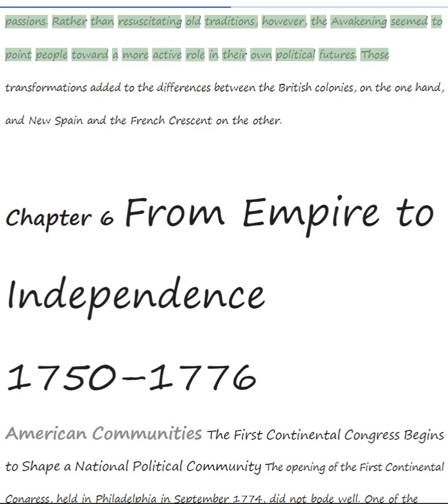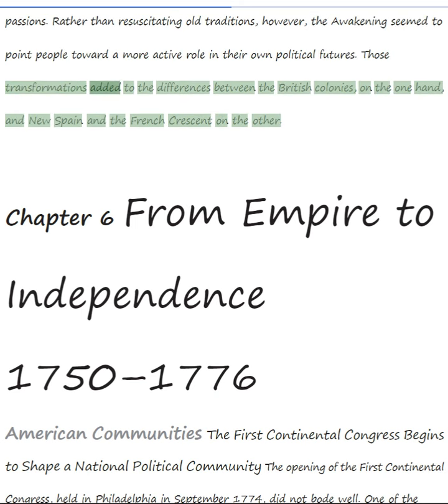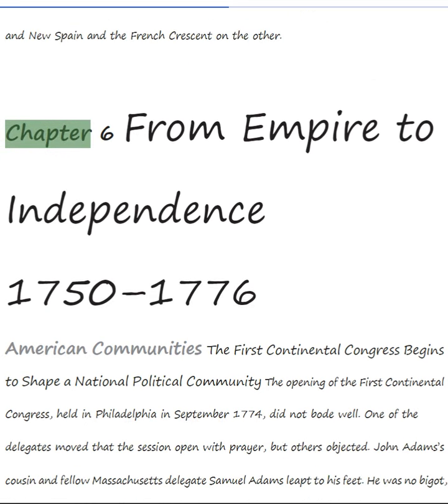Beginning in small communities like Northampton, Massachusetts, the revivals affected thousands of people, leading to a renewal of religious passions. Rather than resuscitating old traditions, however, the awakening seemed to point people toward a more active role in their own political futures. Those transformations added to the differences between the British colonies, on the one hand, and New Spain and the French Crescent on the other.